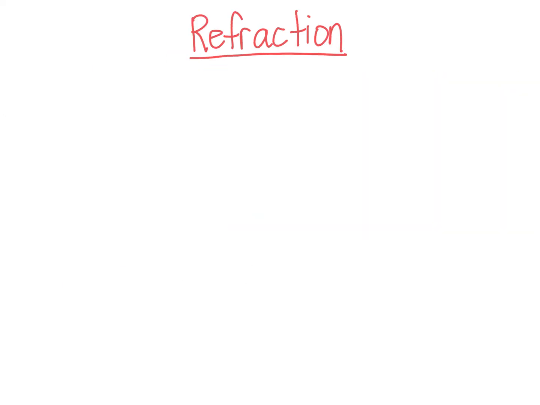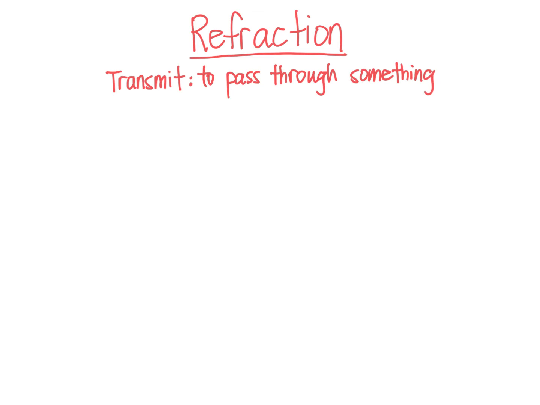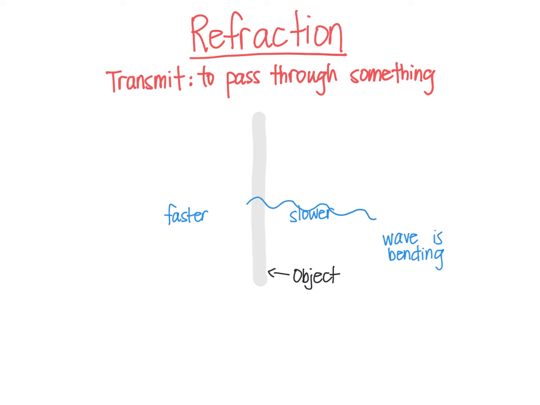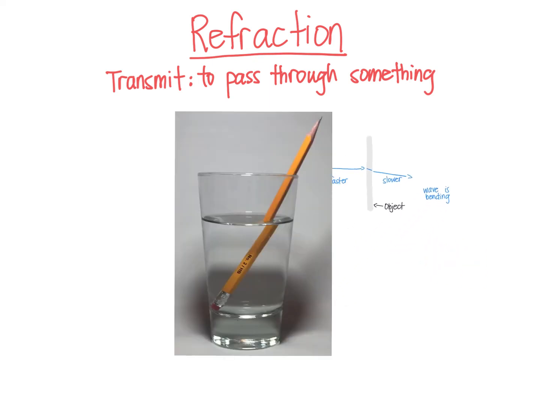Okay, next we're going to talk about refraction. But first, let's talk about this word transmit. Transmit means going through objects. So waves can transmit, they can go through things. But when they go through an object, the speed at which they travel slows down a little, and so the wave bends. This is called refraction. And this is why when you put your pencil in a cup, because you know it's fun to put your pencil in a cup of water, it looks like this.